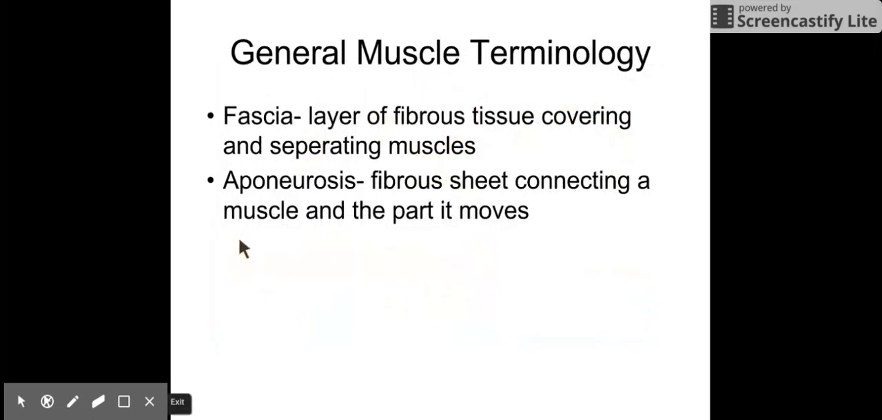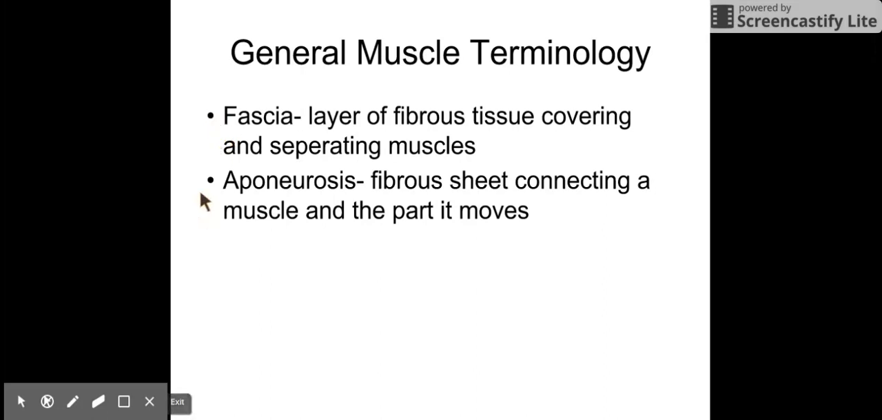So, general muscle terminology. First, we have fascia. Fascia is a fibrous connective tissue. It is found all over your muscles. It holds muscle layers together. It holds muscles to your skin. It really is a very prevalent connective tissue, and we will be removing a lot of it to try and define and look for muscles.